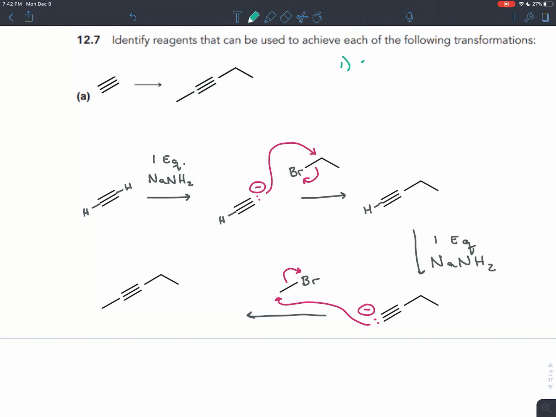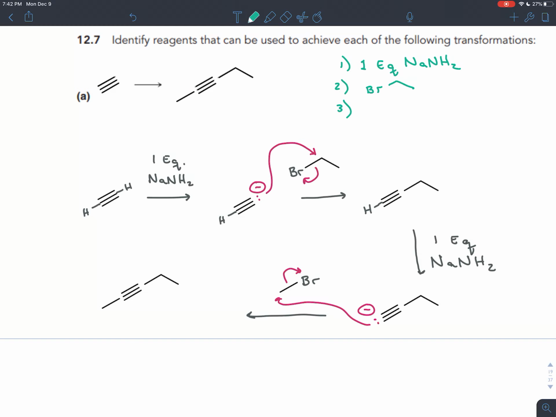First, we used one equivalent of that strong base, sodium amide, that turned the carbon into a nucleophile, and then we added an alkyl halide. The alkyl halide had the same number of carbons as the chain that we wanted to add. So here it was bromoethane. That added one carbon chain on, but we still needed another carbon chain on.